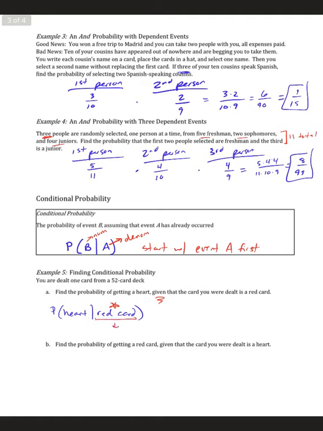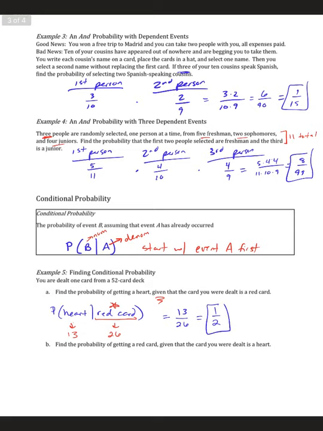We say, okay, out of the deck of cards, there are 26 cards that are red cards. Now what we want to think about is, of those 26 red cards, how many of those 26 red cards are hearts? And we know that 13 of the red cards are hearts. So we set up our fraction as 13 over 26, which would be 1/2. So you have a 50% probability of choosing a heart given that the card you selected was a red card.